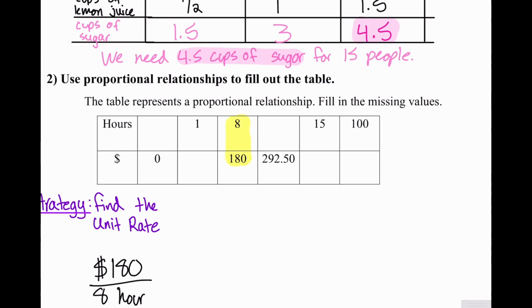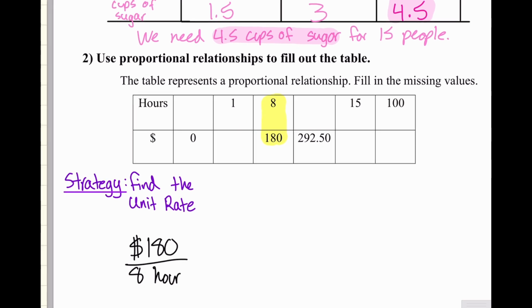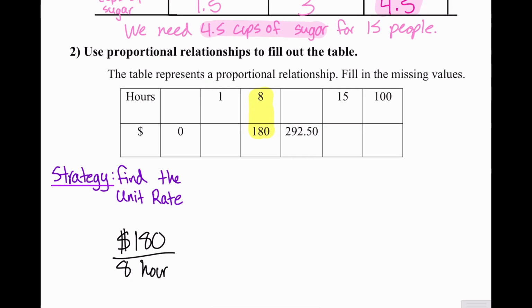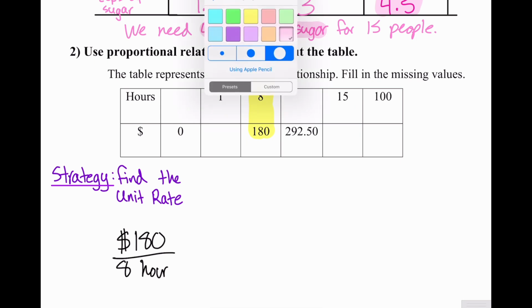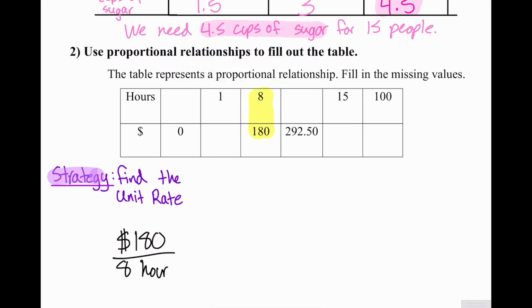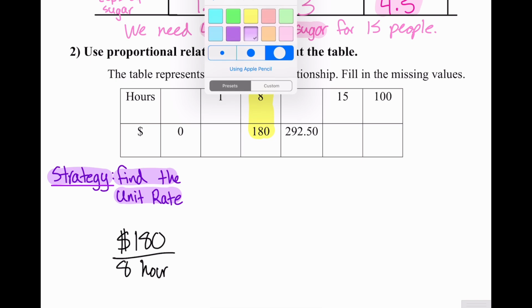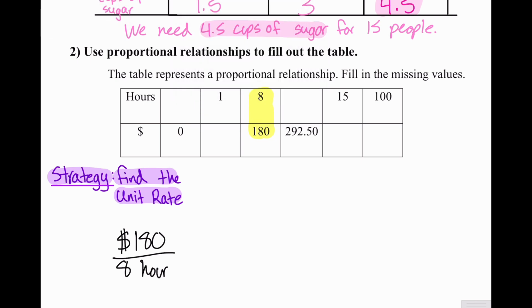All right, let's go to the second one. Again, you've been given a table that represents a proportional relationship, so find the missing values. The strategy this time we're going to use is to find the unit rate and then use that for our calculations. The only given piece of information is the 8 hours and $180.